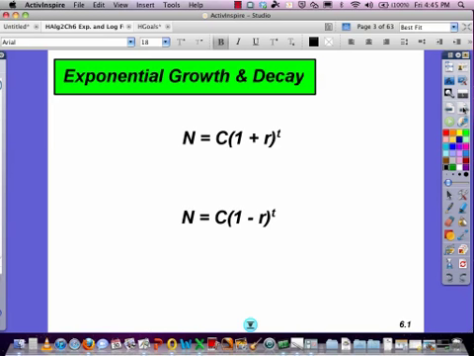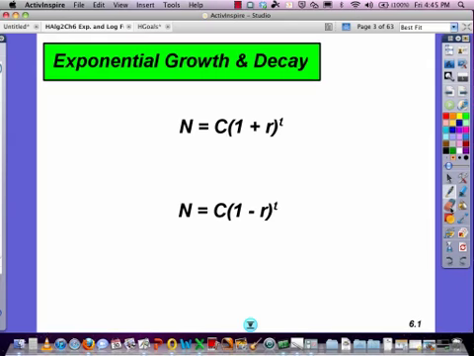So if it is growing, it has to be a number bigger than 1. So notice in our parentheses here, if we added a value to r, and let's say it's growing by 3%, then 3% would go in as 0.03 for r, and we would have 1 plus 0.03, so we're looking at a number greater than 1 in that parenthesis. The same thing would hold true in decay.